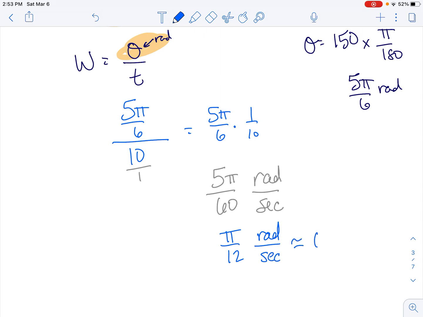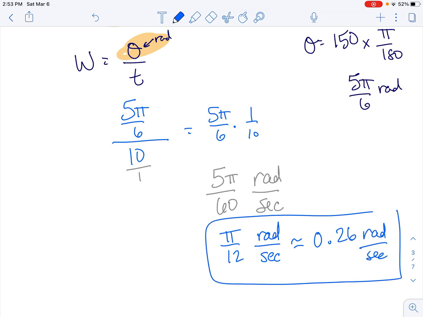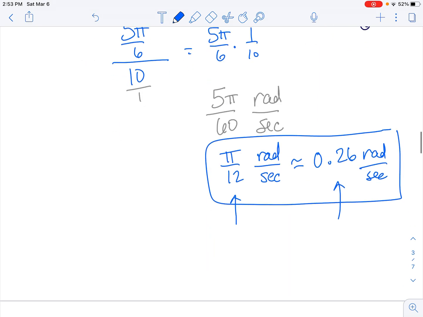And again, if I wanted to plug it into my calculator, it would be approximately 0.26 radians per second. In your homework, you're going to be asked to do both. Leave it as exact. So remember, pi over 12 is exact, and then 0.26 is my approximation.